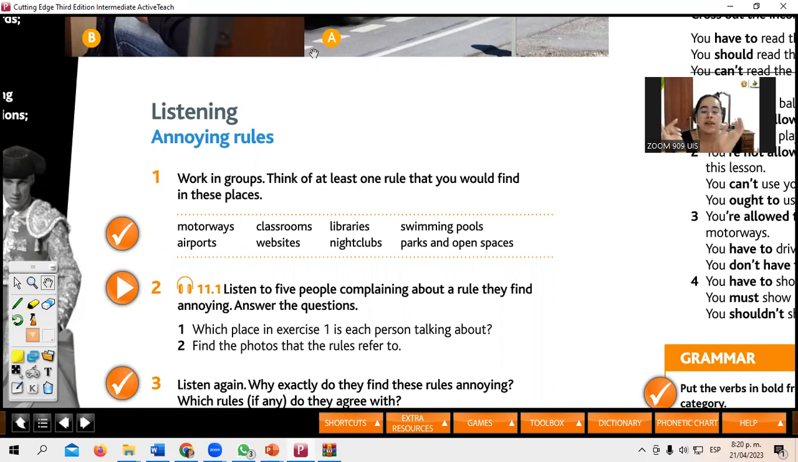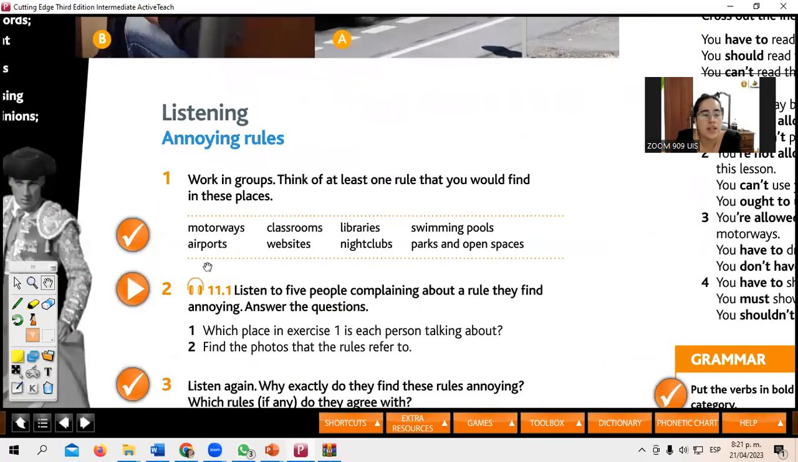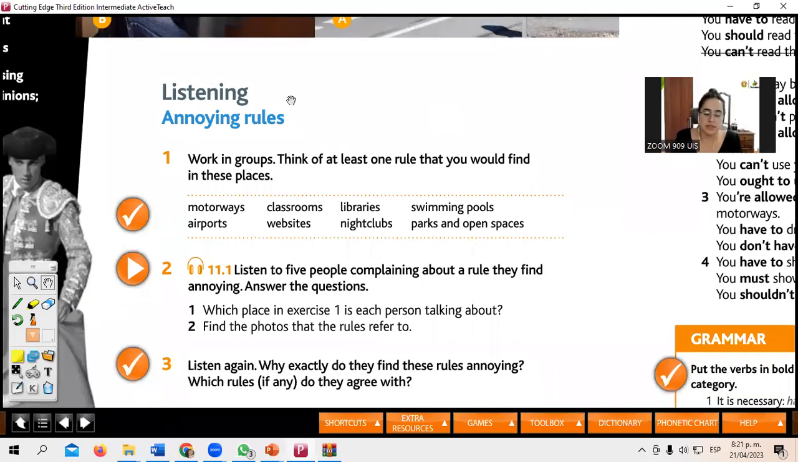Then we have classrooms, libraries. Libraries are bibliotecas, swimming pools, airports, websites, nightclubs, and parks and open spaces. All right. So I'm going to give you 3 minutes to think about at least one rule that you would find in each of these places. Okay. This is page 106 and 107. Let's have 3 minutes and then we will socialize, discuss your answers.